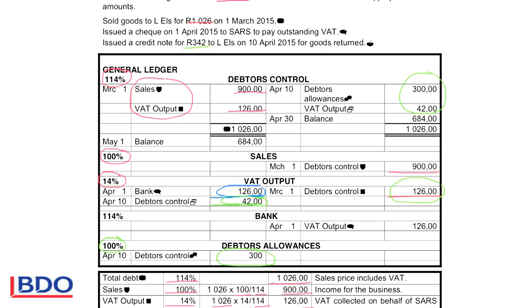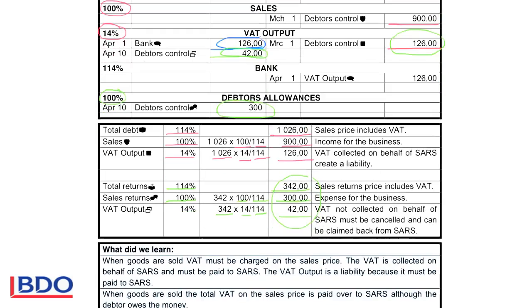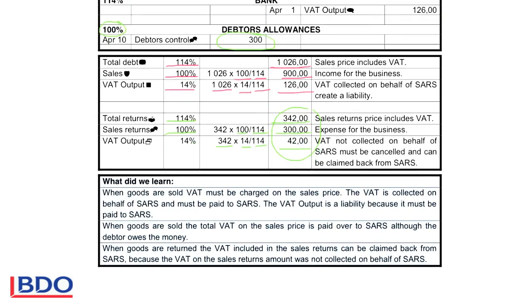So what did we learn today? Is that when we sell goods, we charge VAT on the goods, and this VAT that is collected on behalf of SARS must be paid over to SARS. So it is a liability to the business until they pay it. The problem is that the business will have to pay over this VAT even if they haven't collected the money from their debtors. When goods are sold, the total VAT is therefore paid immediately to SARS.